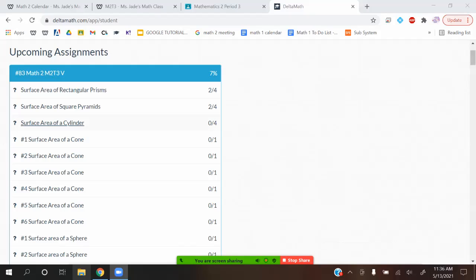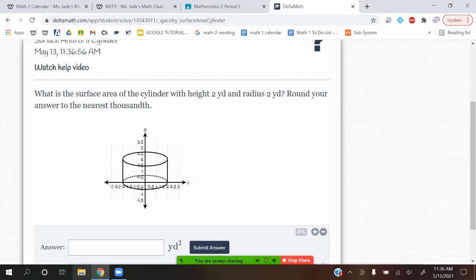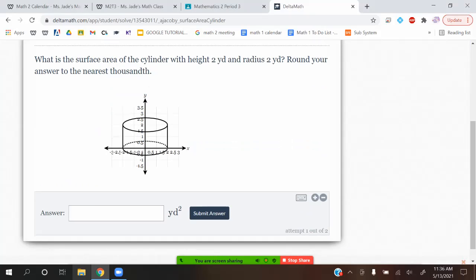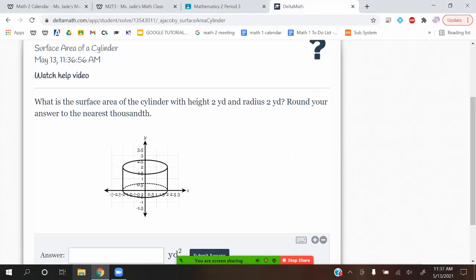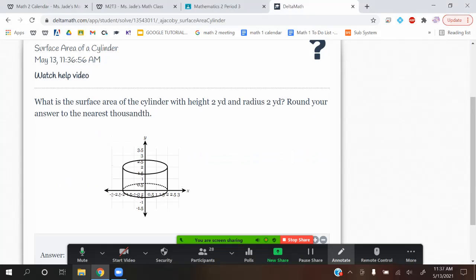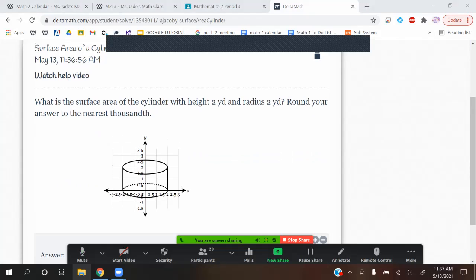Next is surface area of a cylinder. So a cylinder is the shape that looks kind of like a can, okay? It's a little bit weirder to look at, but if you can imagine cutting a can open, there's a top and the bottom, and then there's going to be a rectangle in between.